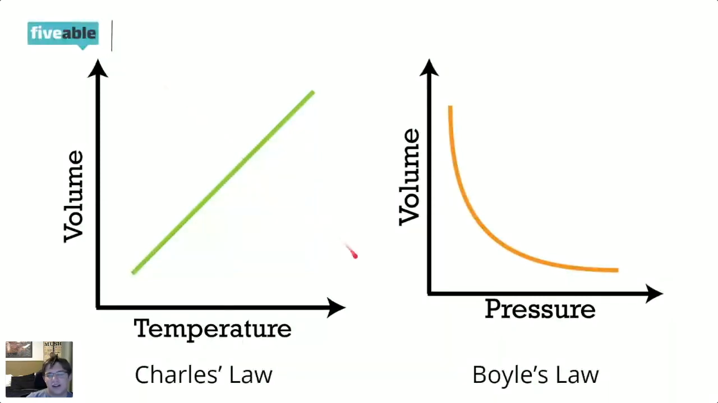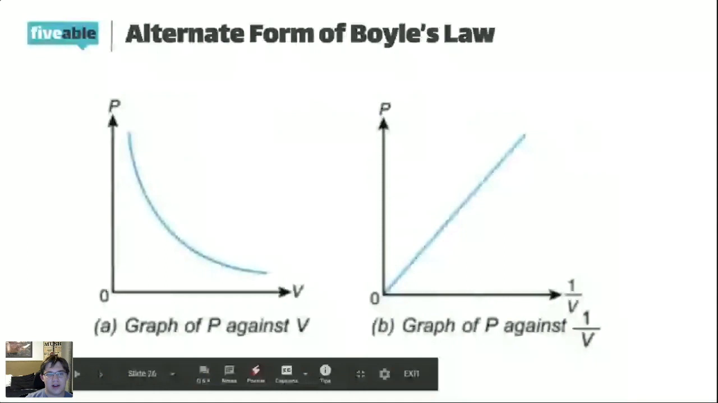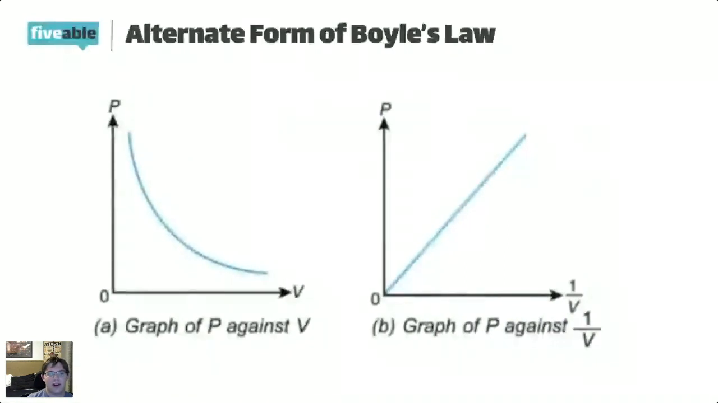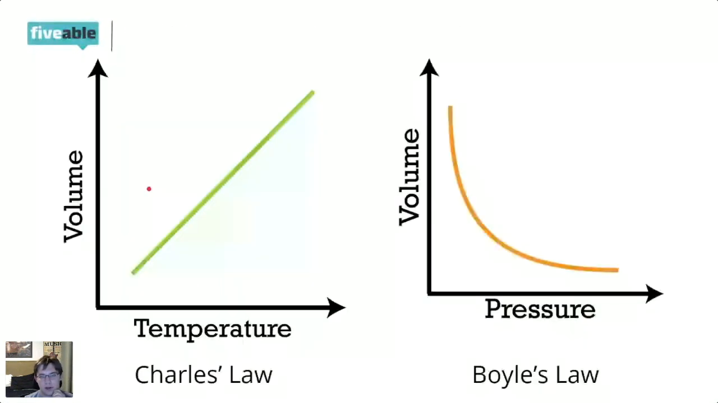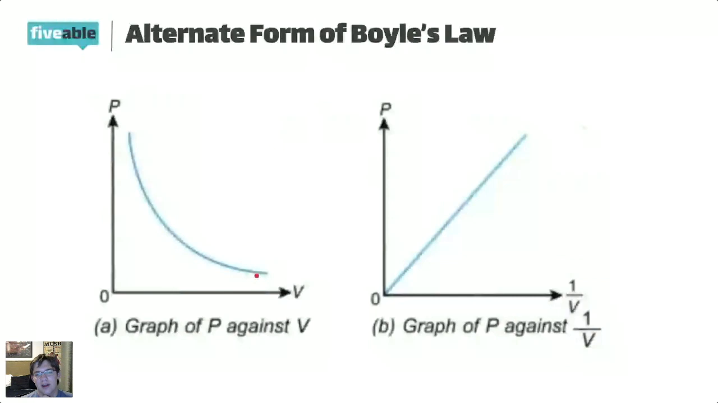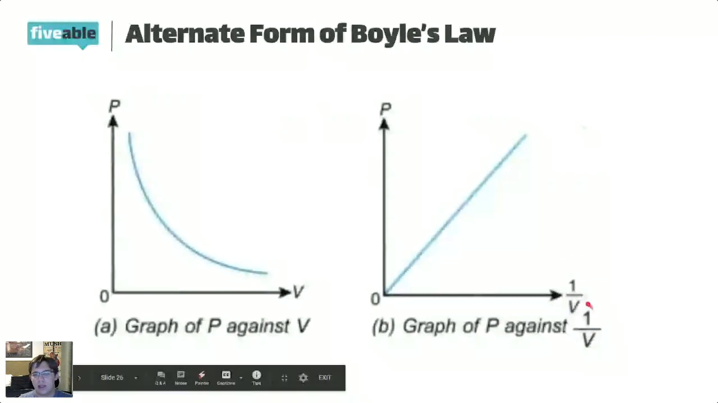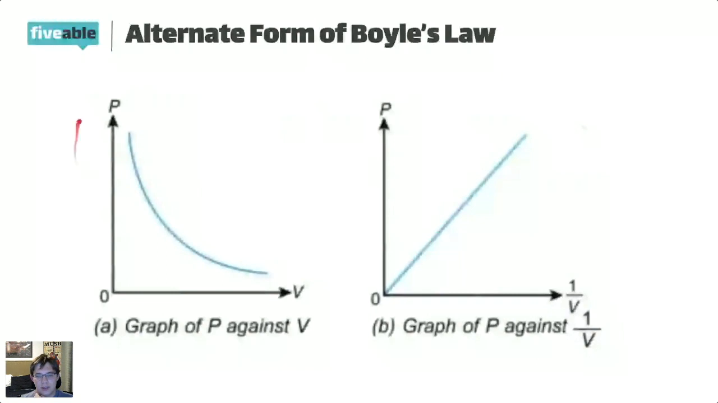Right, so here's another alternative form of Boyle's law. Here's the graph on the left that we just saw before. At a high pressure, we're going to see a low volume. At a low pressure, we have a high volume. Similarly, if we graph pressure versus 1 over the volume, we get a linear relationship. This is because this is an inverse relationship, and so when we invert the volume, we get a linear relationship.